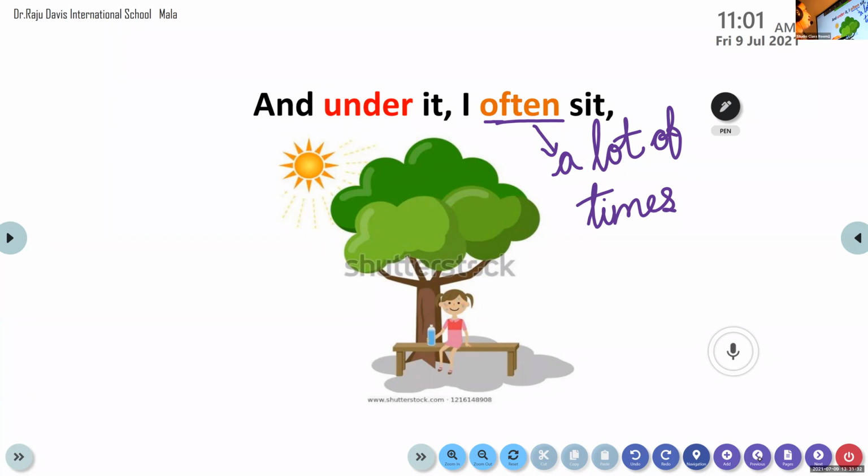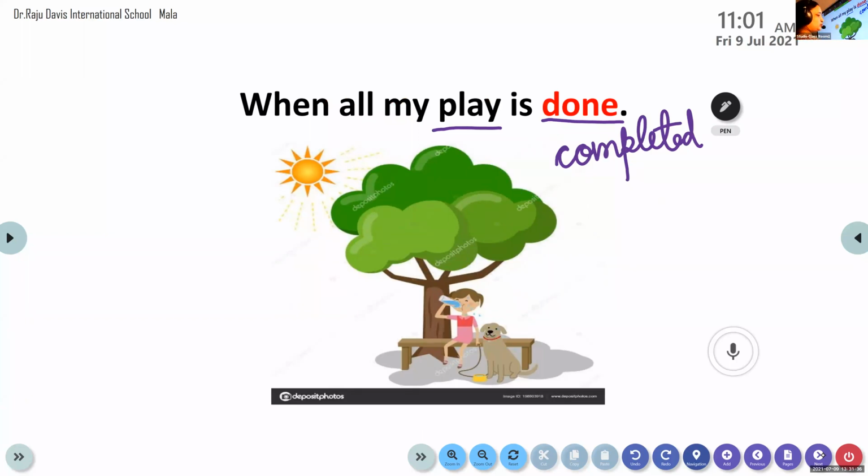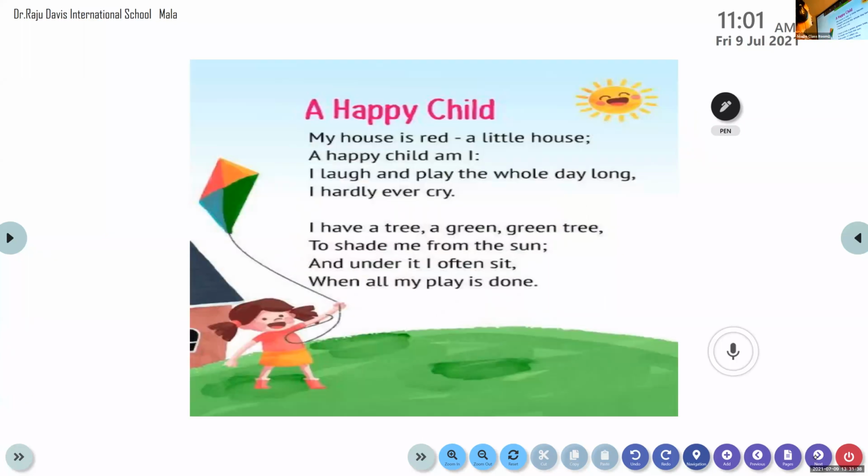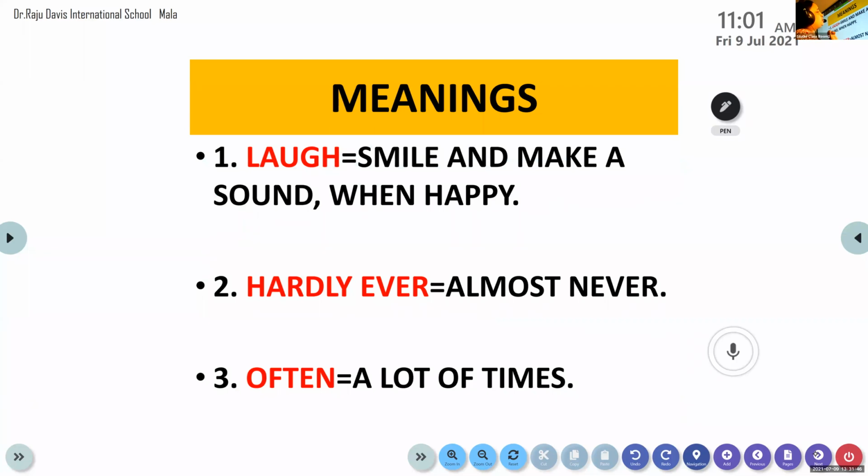Okay. Now, I believe everybody has been able to recollect what we have learned. This is the entire poem that we have done in 2 parts. Do you have any doubts regarding any particular word or thing that we have learned here? Any doubts in your mind, my dear students?